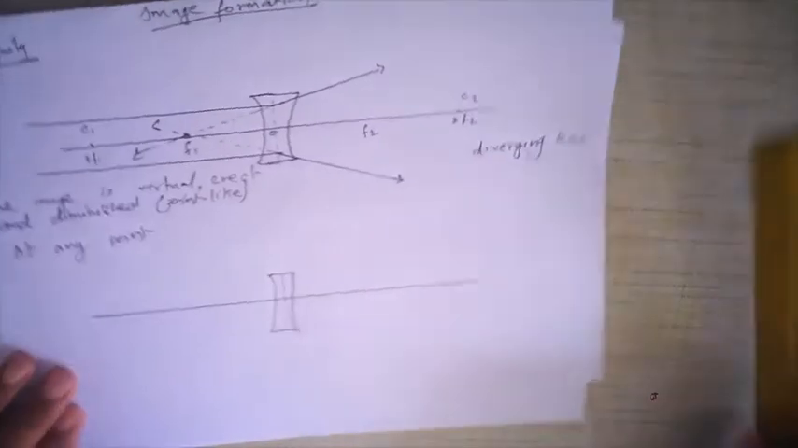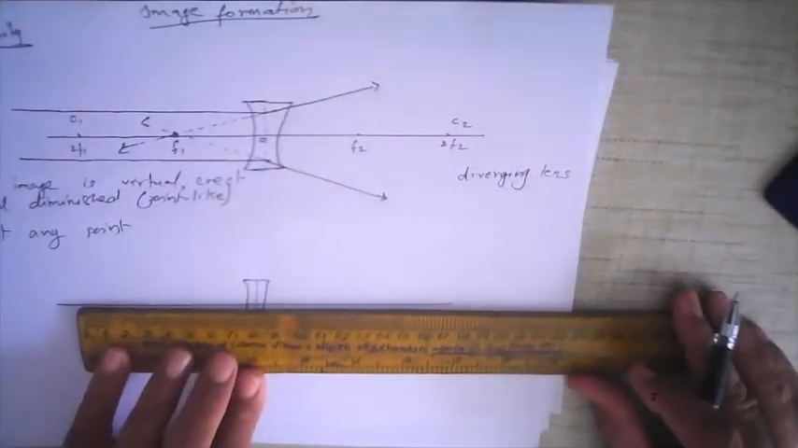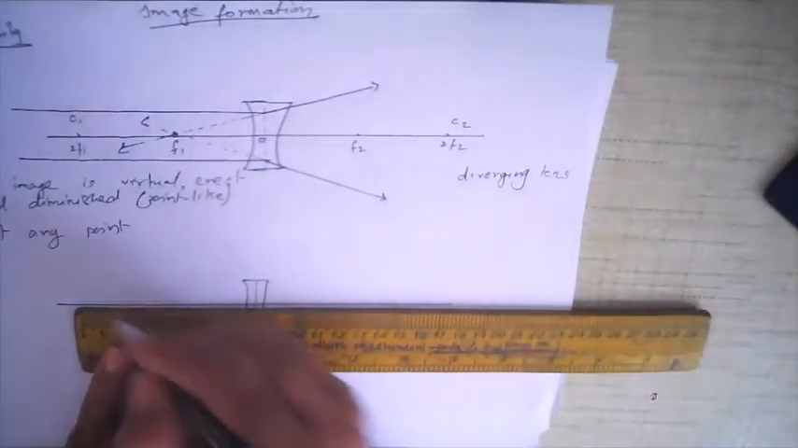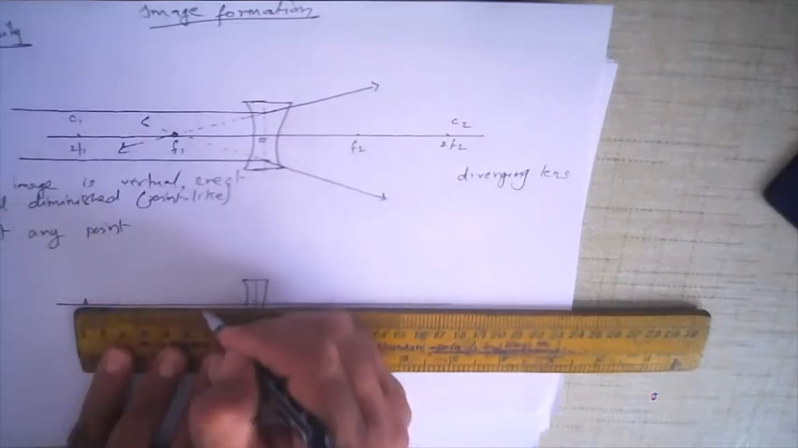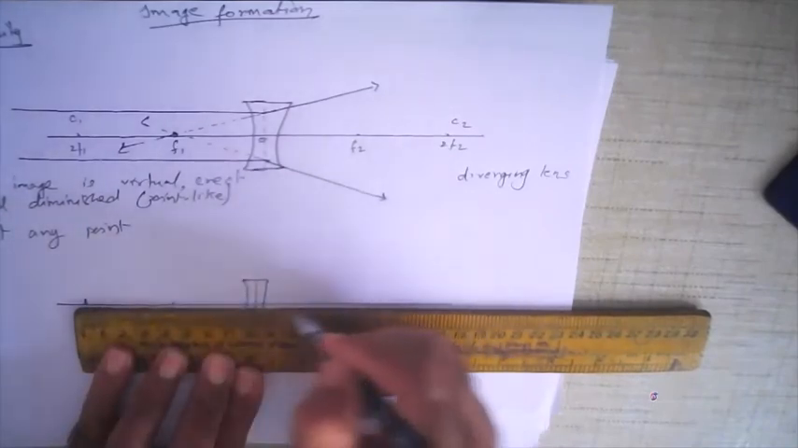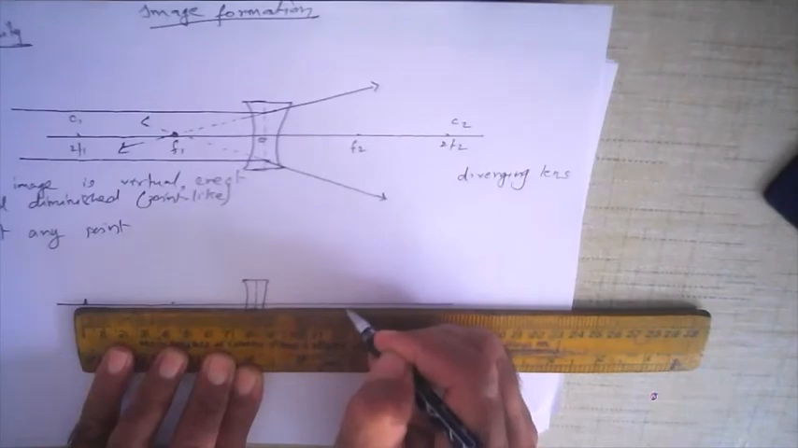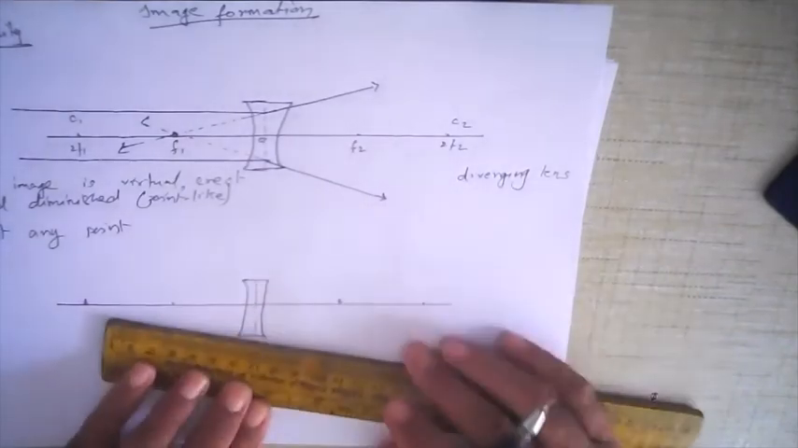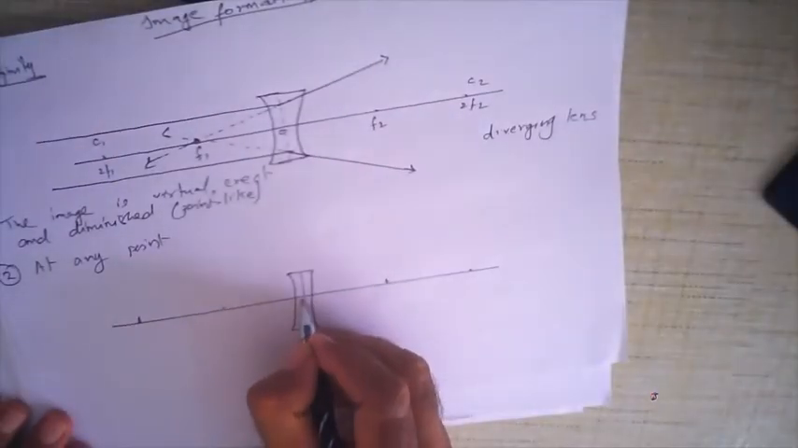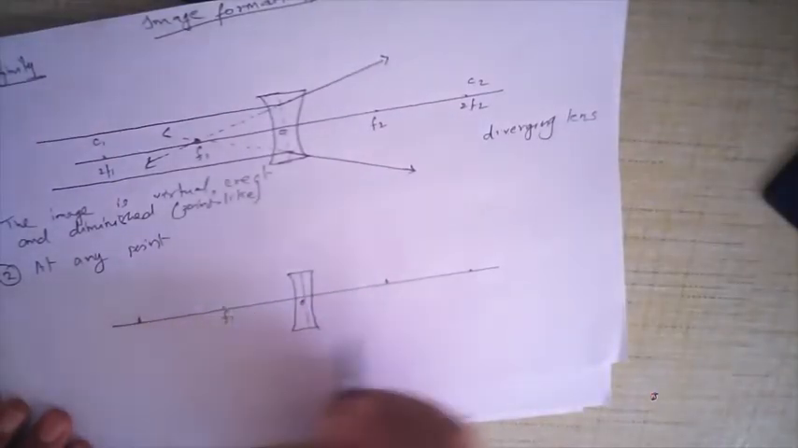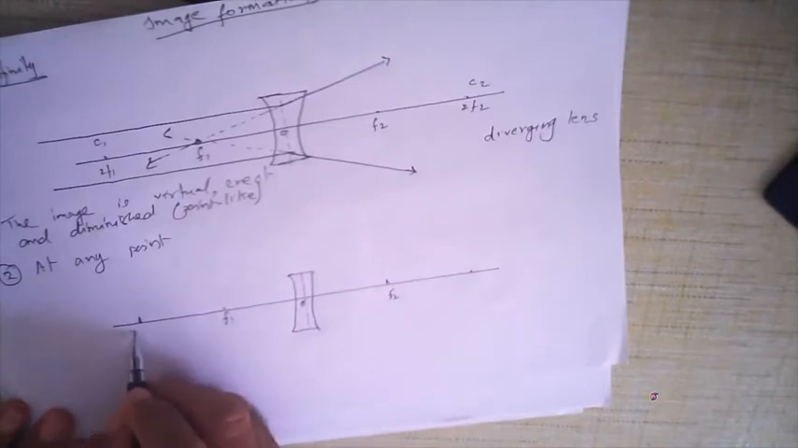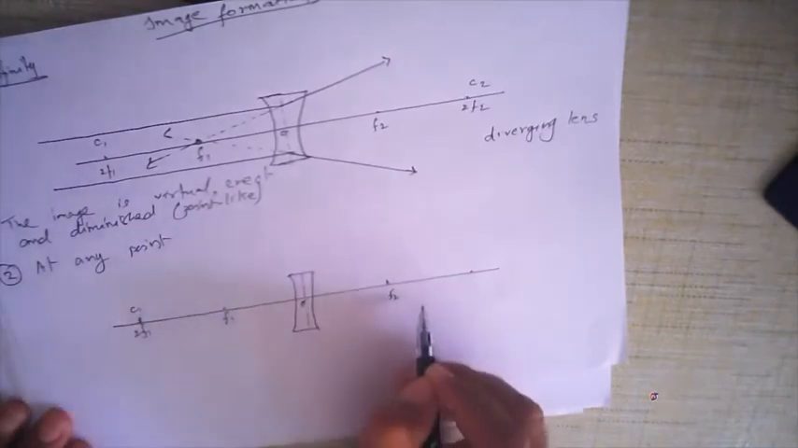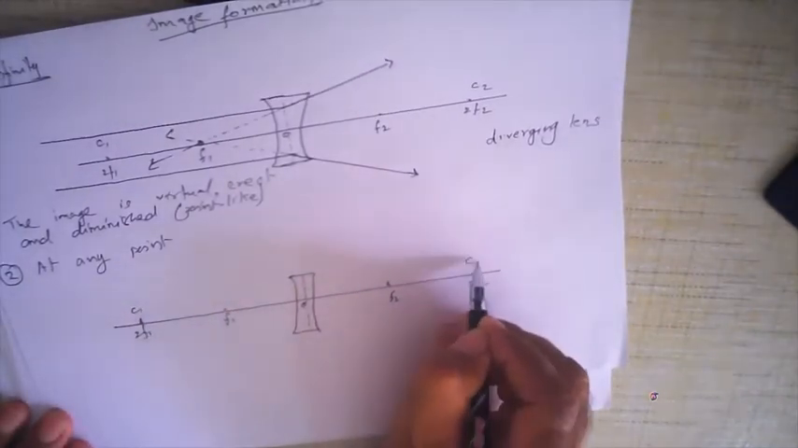Now I'm taking equal distances from the pole. Again, I'm taking 4 centimeters because it is easier. It is neither too much nor too small. Okay, 4, 4, and again on this side 4, and here 4. So equal distances. This is your pole. This is F1. This is F2. This is twice F1, or C1. This is twice F2, or C2.